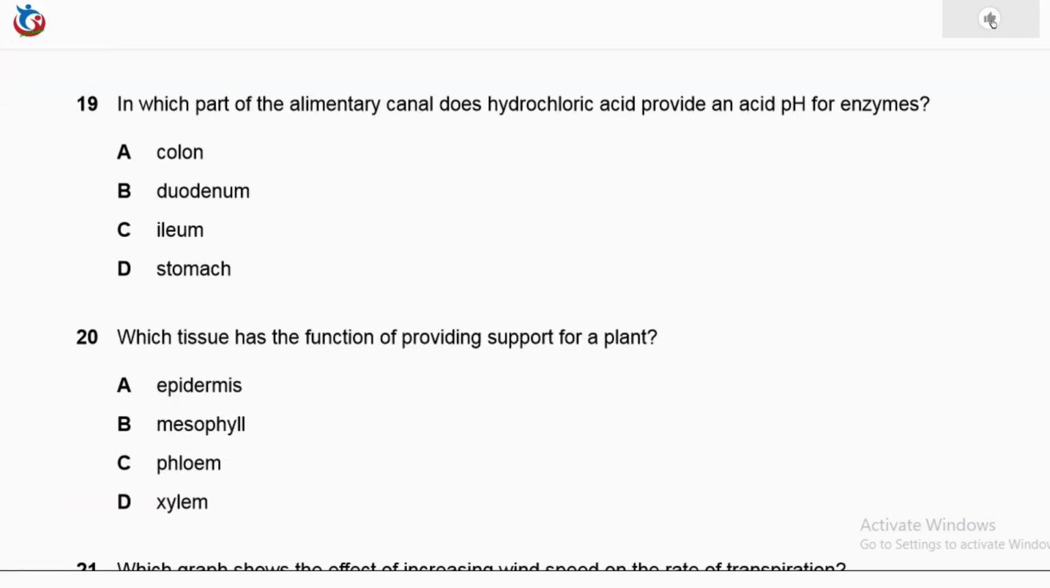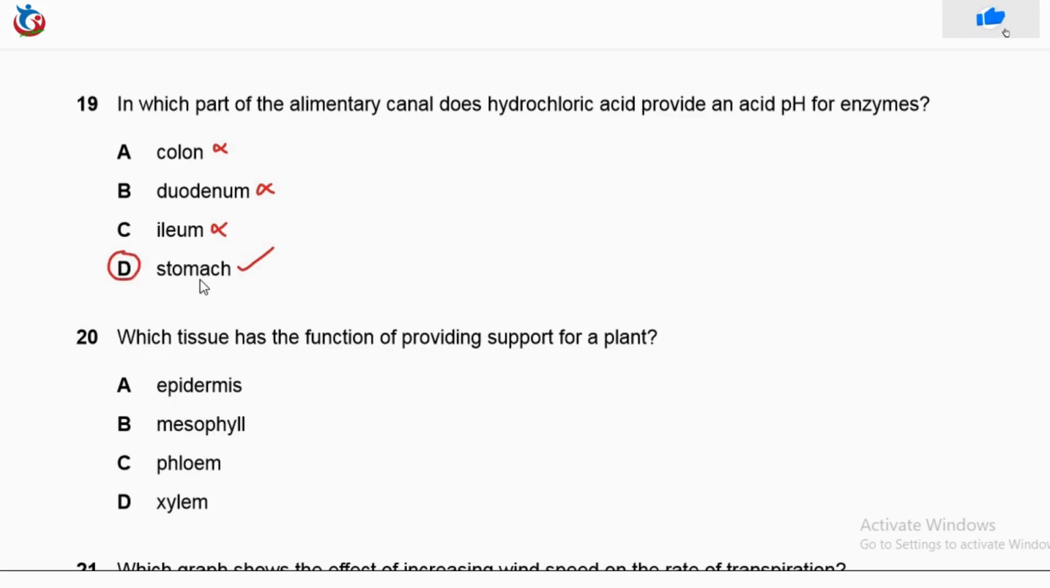The next question says, in which part of the alimentary canal does hydrochloric acid provide an acid pH for enzymes? The part of the alimentary canal that provides hydrochloric acid, providing acidic pH for enzymes to function, is not the colon, it's not the duodenum, it's not the ileum. Hydrochloric acid is present in the stomach, providing acidic pH for enzymes to function. So the answer is option D.